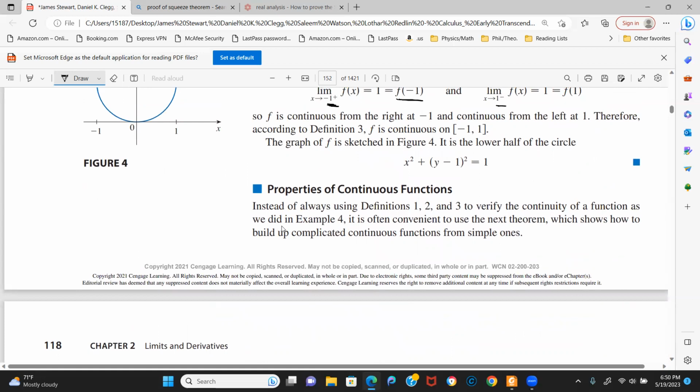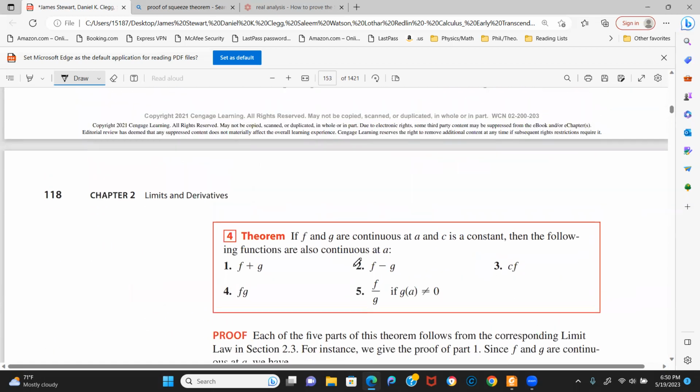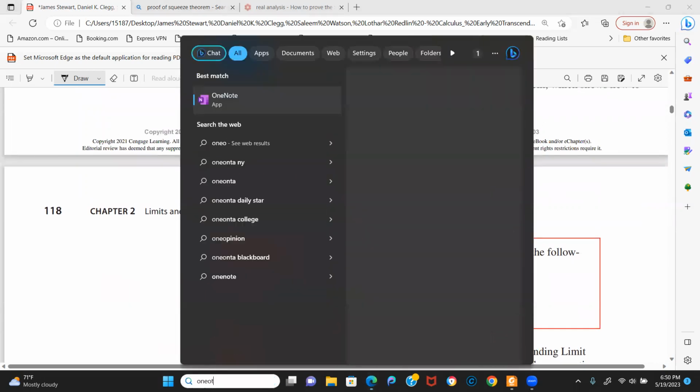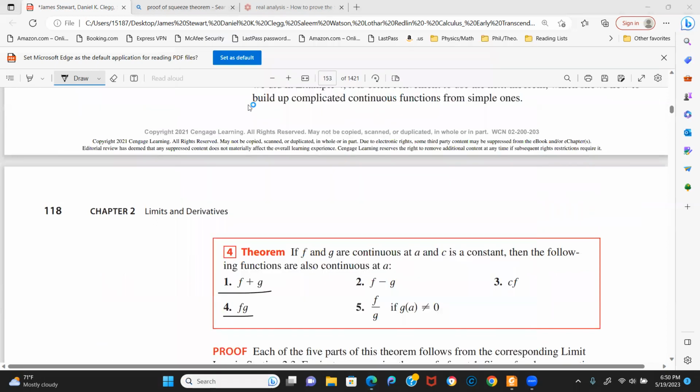All right, so next thing we want to look at are properties of continuous functions. It turns out that continuous functions have some nice closure properties, in the sense that if you take two continuous functions and you add them, you get another continuous function. If you multiply two continuous functions, you get another continuous function. If you take a scalar multiple of a continuous function, you get a continuous function. So these are a lot of nice properties, and they're actually pretty easy to prove. So I'll prove 1 and 4. And again, they follow from the limit laws. So let me pull up OneNote, and I'll just do this work on the side.